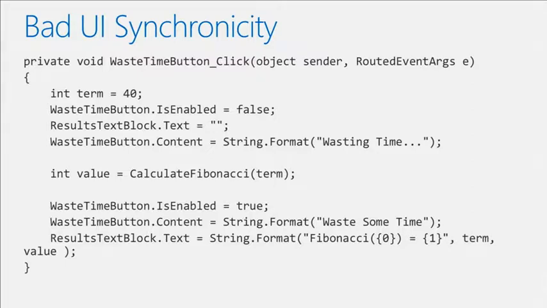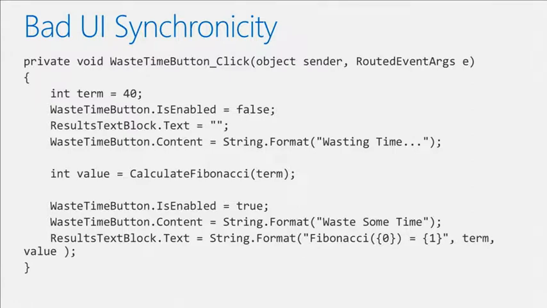So here's an example of some bad UI synchronicity. What the user, or the developer in this case, is trying to do here is he has a button that normally says waste some time, and when you click it, he wants to disable that button, clear some text block, and change the button's text to say wasting time. And then he wants to run this long-running Fibonacci algorithm.